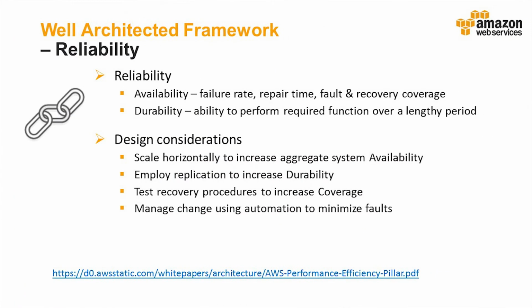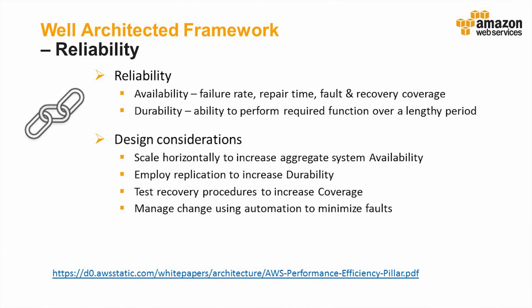Reliability is one of the key migration considerations. Reliability is characterized by 2 metrics: availability and durability. Availability is determined primarily by failure rate, repair time, and fault coverage. Our goal for high availability is to prevent failure, minimize repair time, and increase coverage. Durability refers to the ability to perform required function over a lengthy period of time in presence of failure conditions. Here are a few design considerations for achieving high reliability.